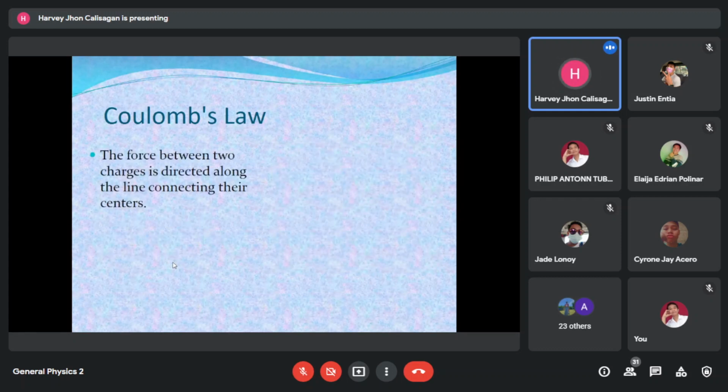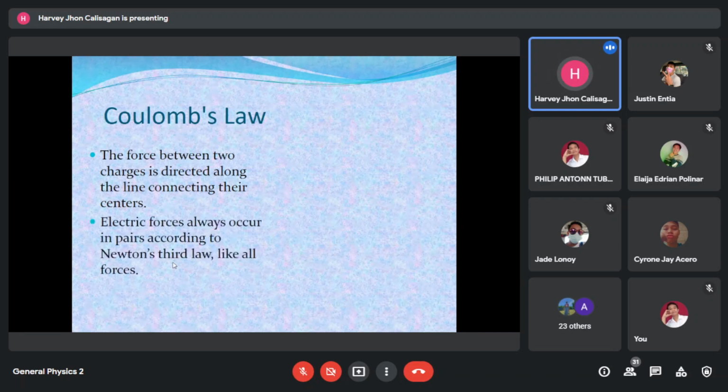The force between two charges is directed along the line connecting their centers. So they're directly proportional. Electric forces always occur in pairs according to Newton's third law, like all forces. Law of interaction, sir. It's the action-reaction. It means that every reaction that occurs with electric charges will affect the force. That's the reason why they're always directly proportional.